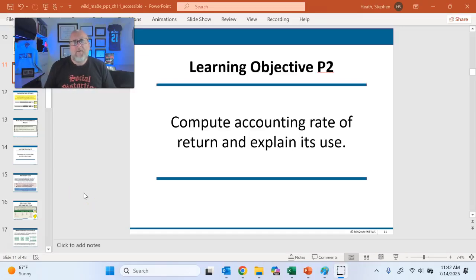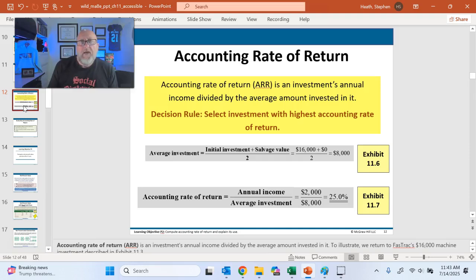In this video, I am going to go through the accounting rate of return and explain its use. Okay, the formula. Accounting rate of return, abbreviated ARR, is an investment's annual income. Again, annual income is not cash flow. So we're moving from cash flow that we were using in the payback period. Now with the accounting rate of return, we're using income, not cash flow, meaning we're going to include depreciation as a deduction to overall profit. Okay, so again, it's annual income divided by the average amount invested.